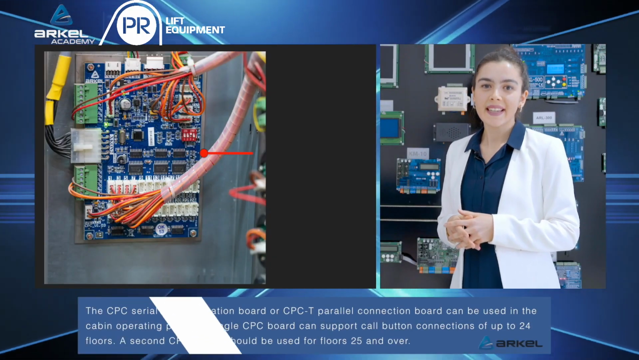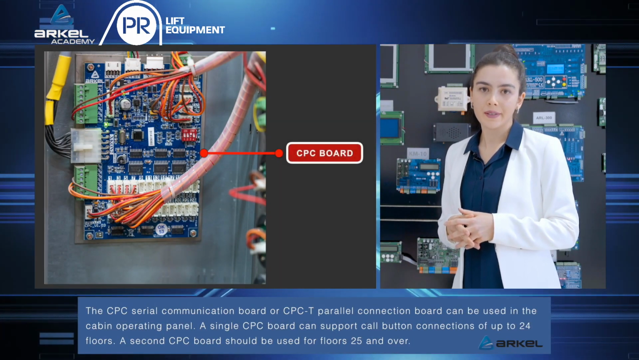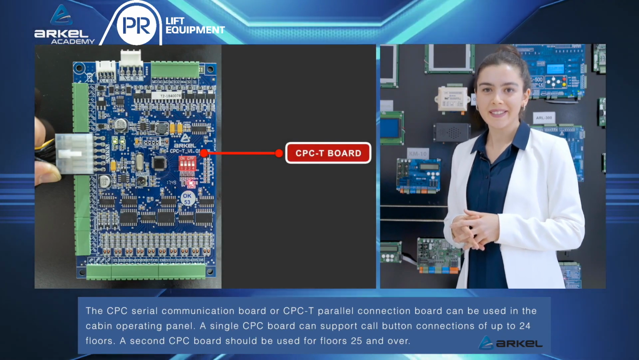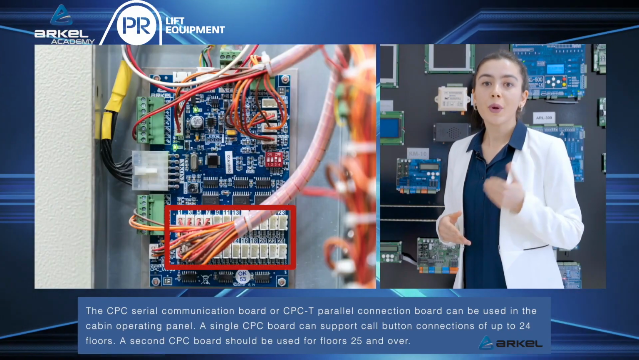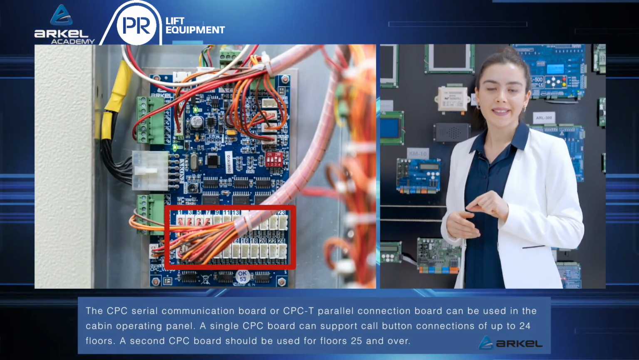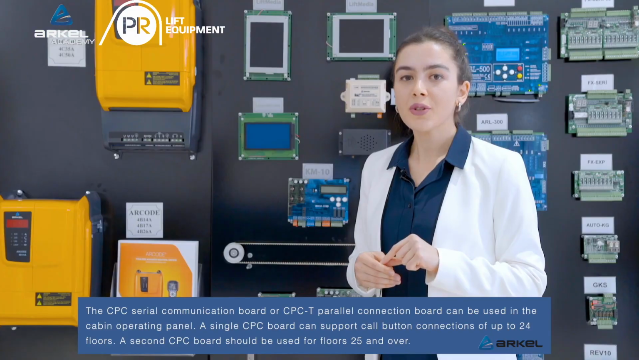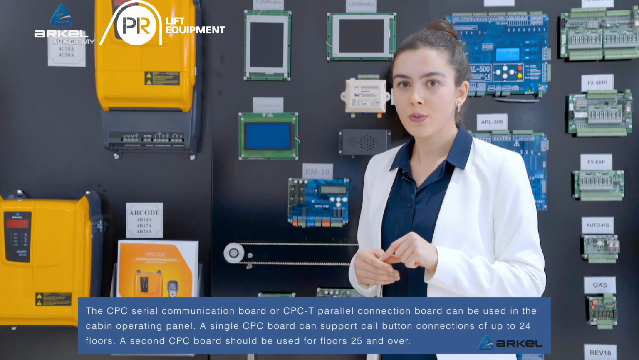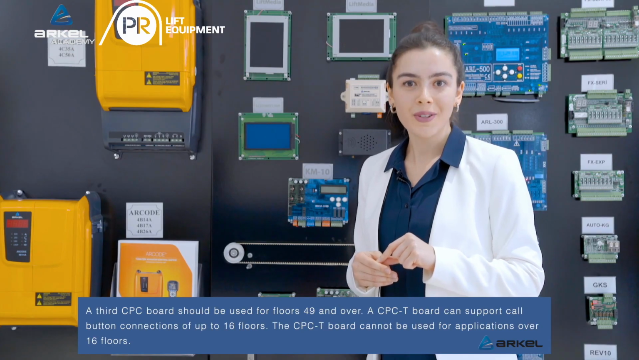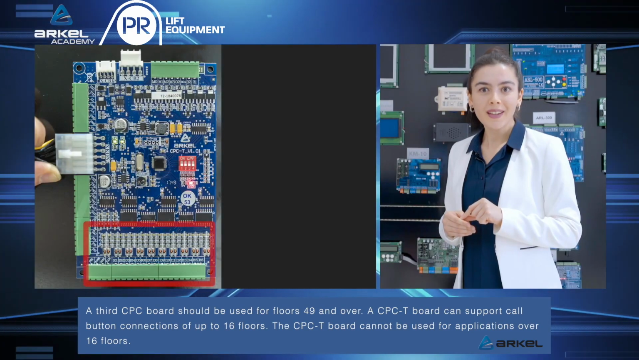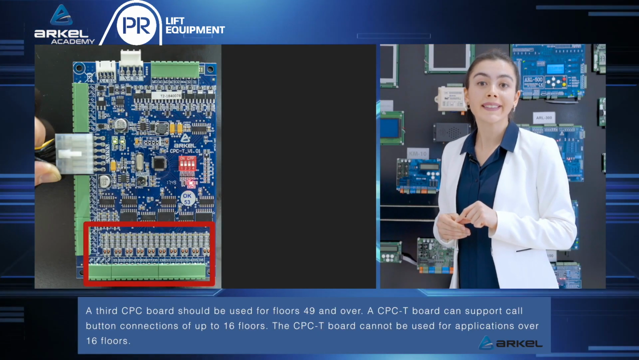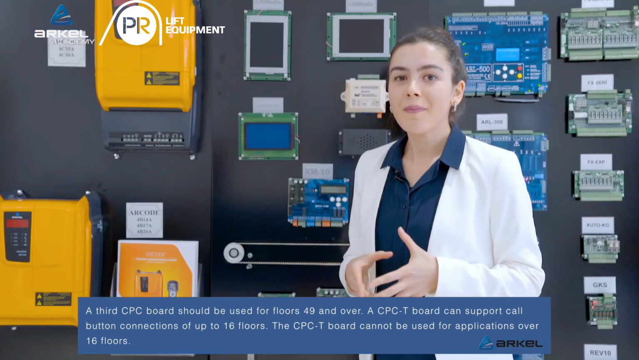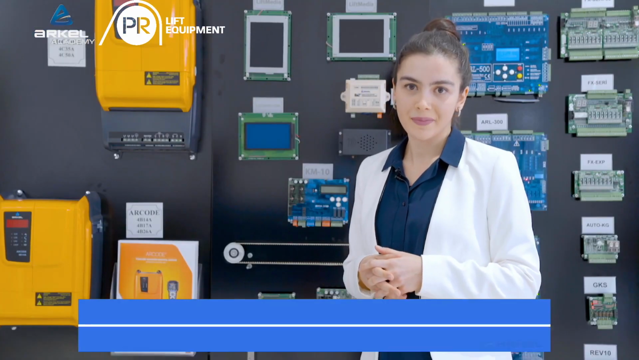The CPC serial communication board, or CPC-T parallel connection board, can be used in the cabin operating panel. A single CPC board can support call button connections of up to 24 floors. A second CPC board should be used for floors 25 and over. A third CPC board should be used for floors 49 and over. A CPC-T board can support call button connections of up to 16 floors. The CPC-T board cannot be used for applications over 16 floors.